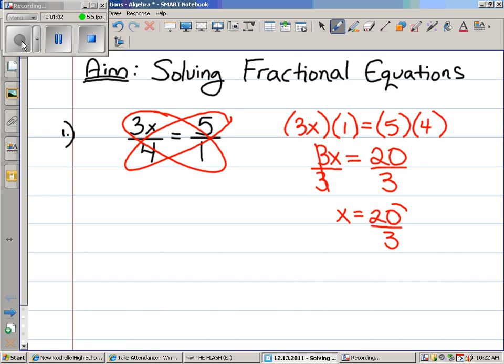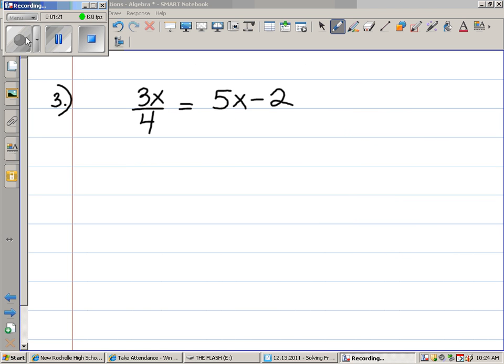That's totally fine. You don't have to get a whole number. Yeah, 20 divided by 3 is totally a fine answer. There's nothing wrong with it. Don't think you're wrong. This happens all the time. That's it. Cross multiply, that's all. So, let's take a look at this problem right here. Is this a problem where we can cross multiply, yes or no?